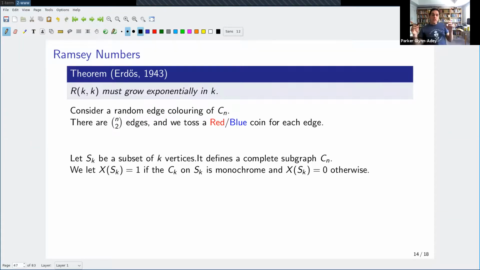Okay, so just like we did with heads and tails, we're going to say that this random variable should be 1 if the complete graph is monochrome, and it's going to be 0 otherwise. So what do we have? We have this complete graph, and we're going to look at each triple.